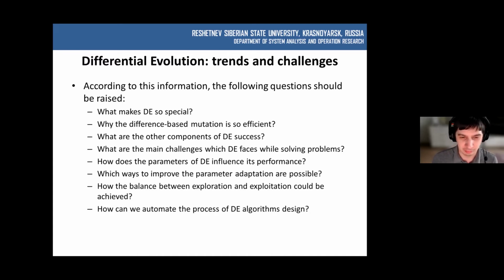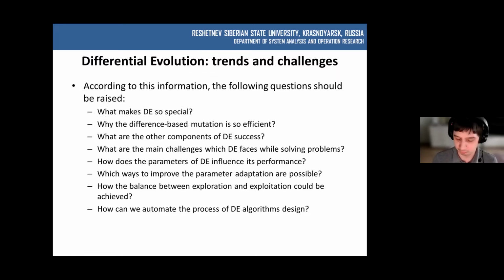So what is happening? Why is it so important? What is so special about differential evolution? Why is it so efficient? So these are the questions that we should actually consider and answer, if we can. What are the components of success of differential evolution? If we determine the components of success, what are the main challenges? Why isn't it winning always?